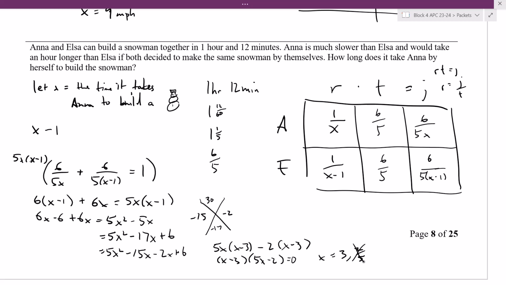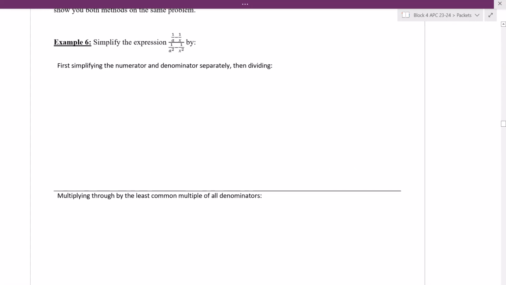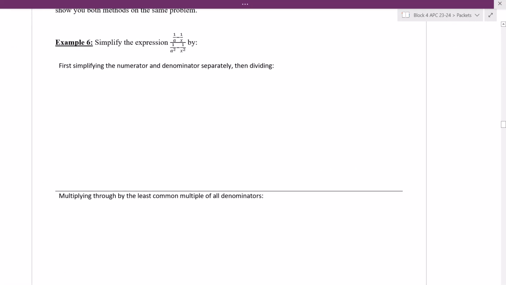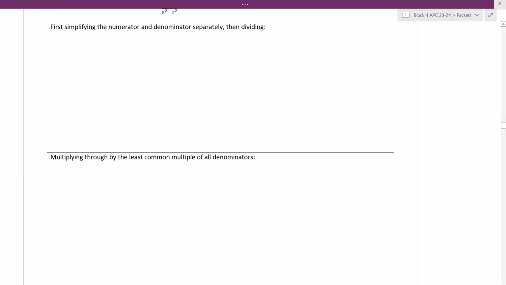We have one more thing we need to talk about. Special kind of fraction called complex fractions. So the book, or not the book, but the packet introduces two ways to go over it. For reasons of one, I don't have time to show you both ways, and two, I hate the first way. I'm only going to show you the second way. But if you really want to know the first one, I'm happy to show you. It involves combining like terms, getting common denominator, and just dividing.